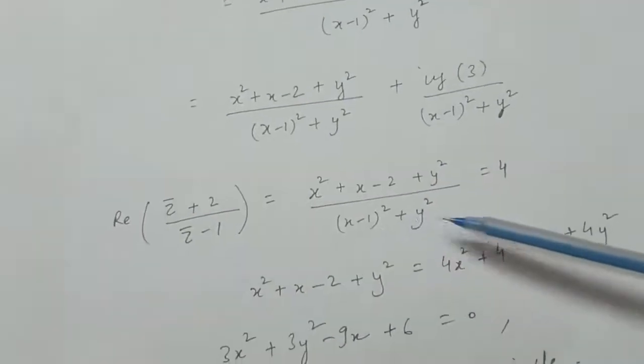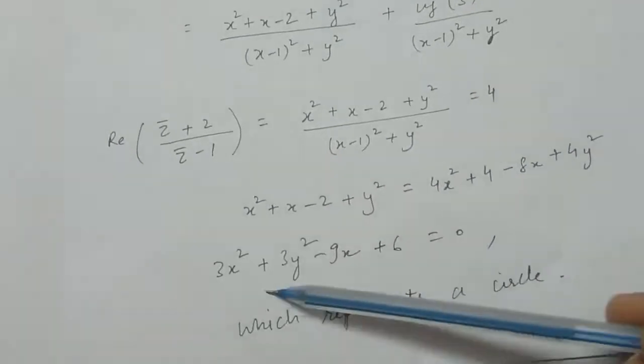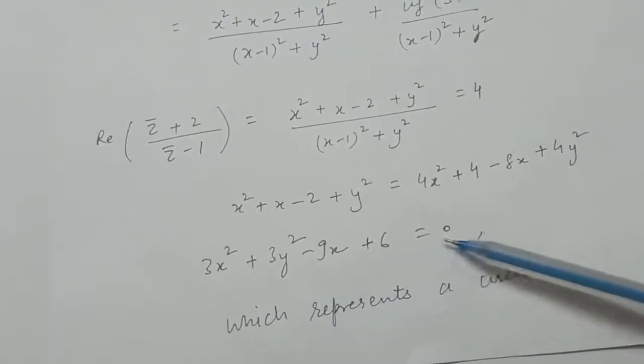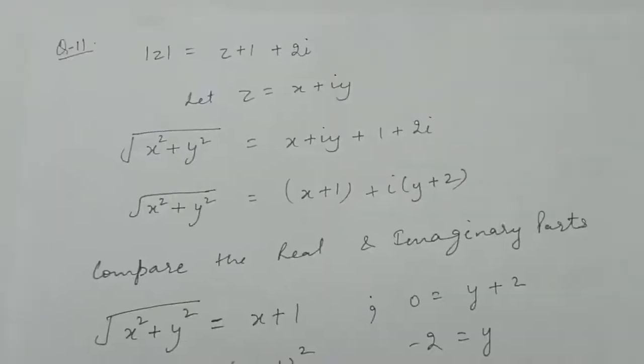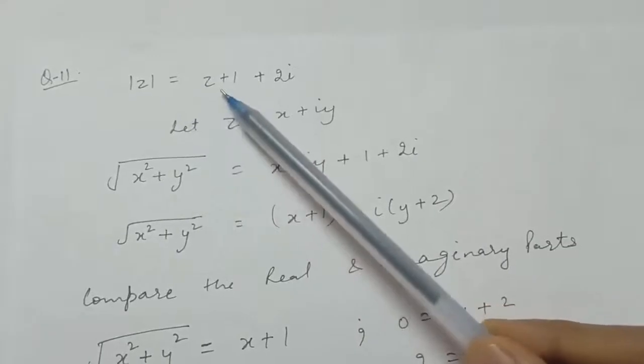Now take these terms this side. So you will get the equation as 3x square plus 3y square minus 9x plus 6 equal to 0, which represents a circle only.